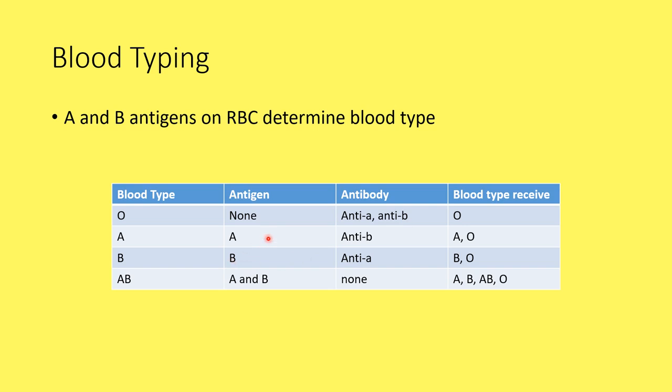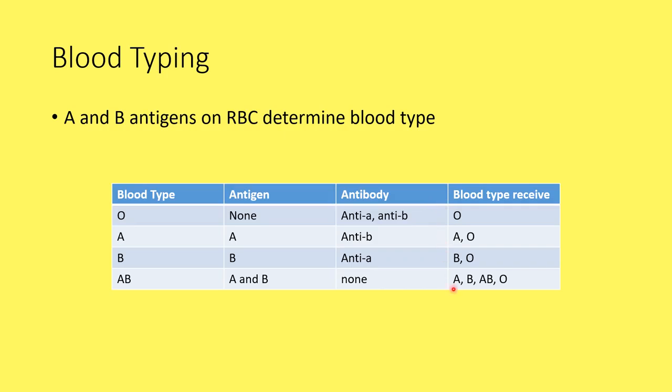A person who is type A, they have the A antigen on the red blood cell. They have anti-B floating around in the plasma. A person who is type B has the B antigen and they have anti-A floating around as the antibody in their plasma. A person who is type AB, they have both the A antigen and the B antigen. They don't have the antibodies against those in their plasma.